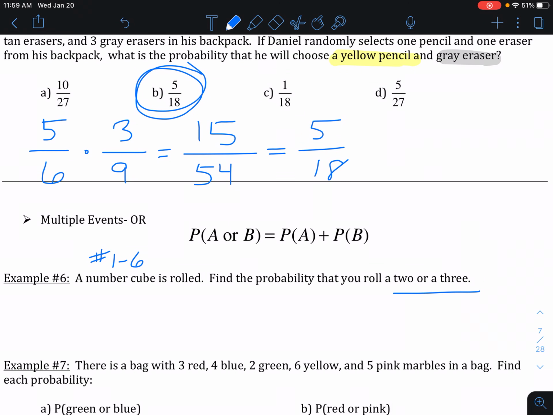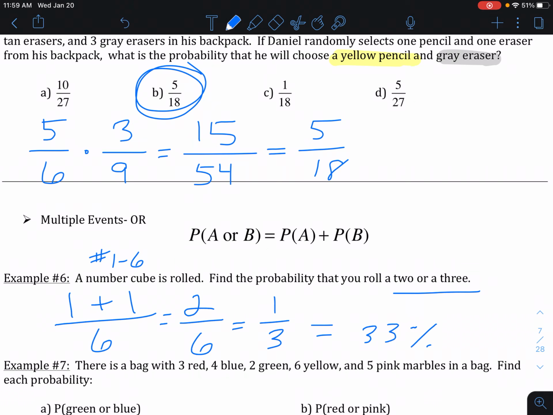So you are going to create two fractions. Actually, you just need one fraction here. There's 6 outcomes total on the bottom. To get a 2 or a 3, I put a 1 for the number 2 because there's only one of them. And then rolling a 3, there's only 1 three. So the outcomes we're looking for, there's 2 of them out of 6 possible outcomes. And then you reduce that fraction, 1/3, and we all know that 1/3 is 33%.